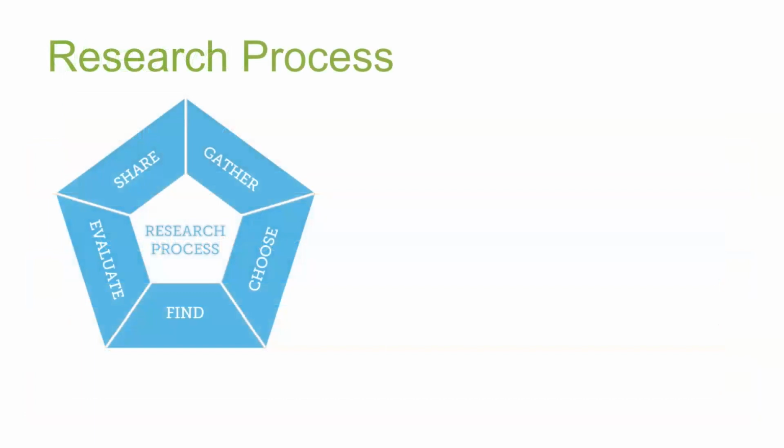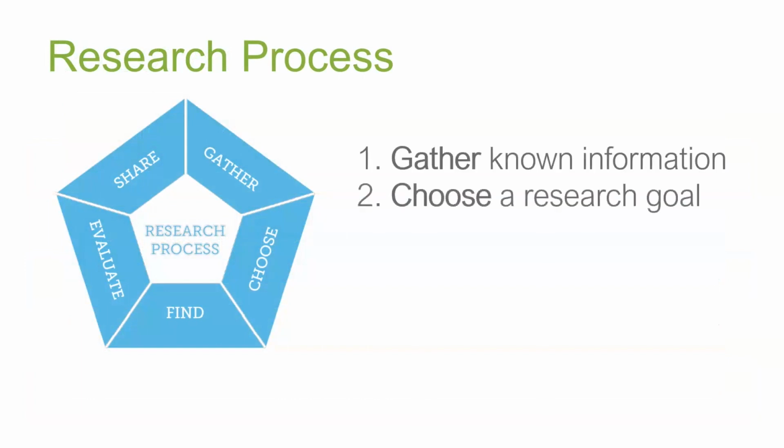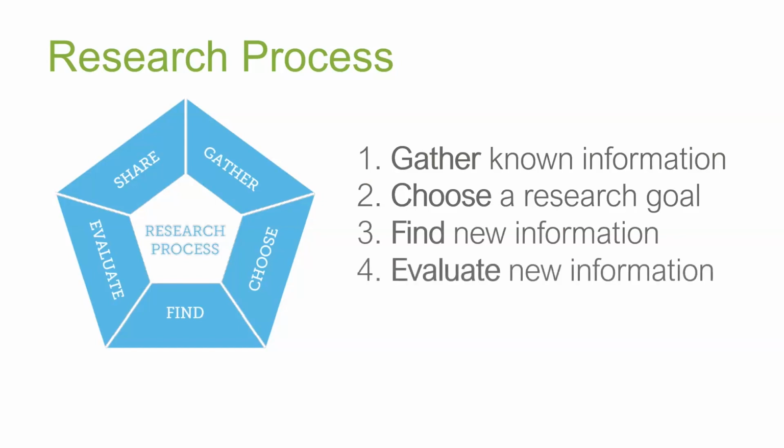The basic research process for African American research after 1865 is the same for all genealogical research and has 5 key components. They are to gather known information, choose a research goal, find new information, evaluate the new information, and finally, share the new information. I will be discussing these components throughout the class and breaking them down into steps you can follow in your own research.